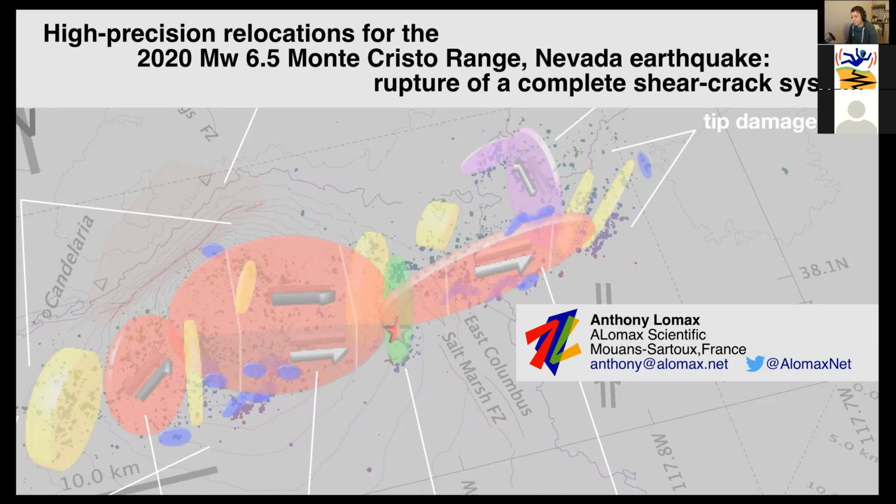Okay, thanks. Good morning. I'm going to talk about a new procedure within NonLinLoc for very high precision absolute earthquake relocation. And I'll talk about this in the context of the relocations of the 2020 M6.5 Monte Cristo earthquake near the Nevada-California border. And I'll discuss how I interpret this as the rupture of a complete shear crack system in the earth.